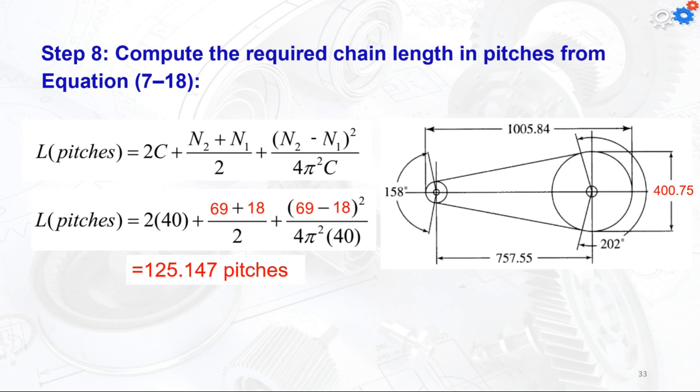Okay, where's my calculator? Just give me one second, guys.